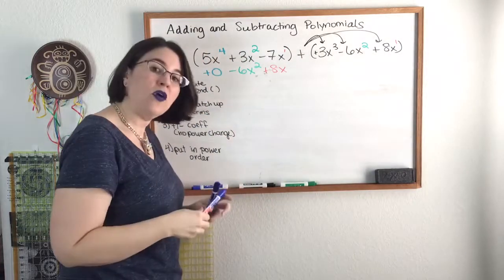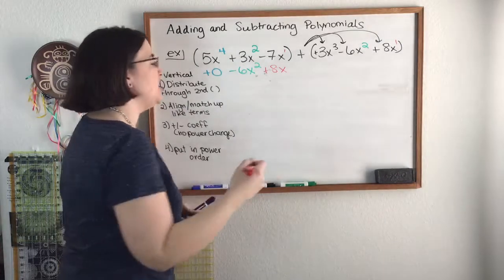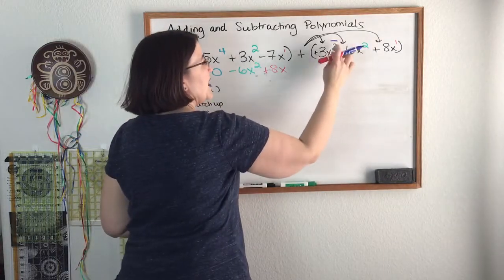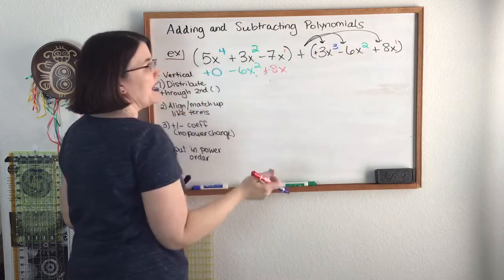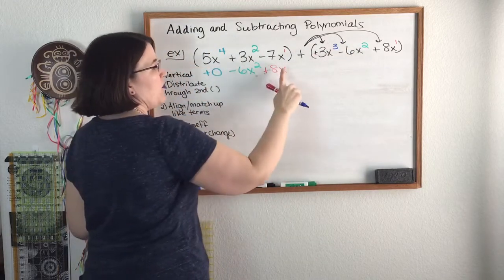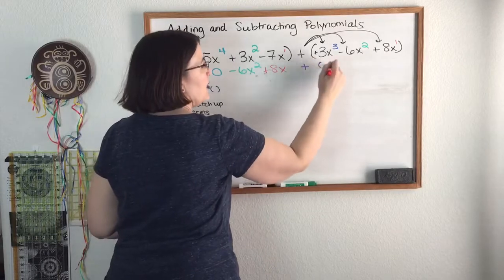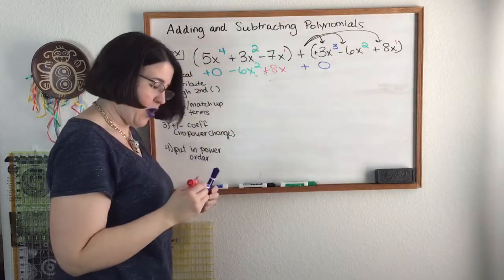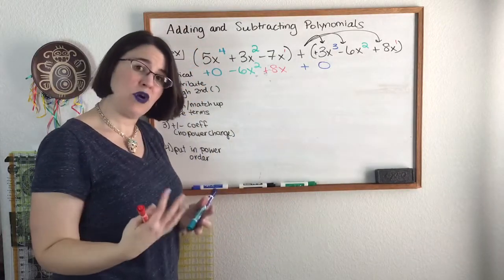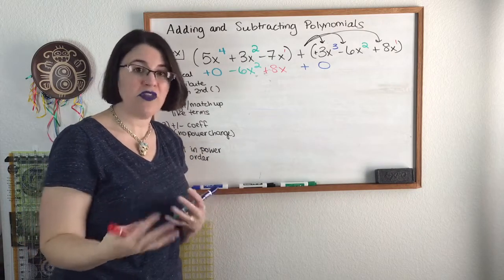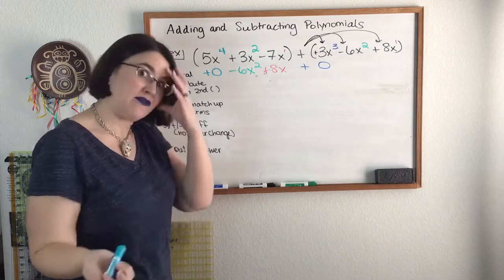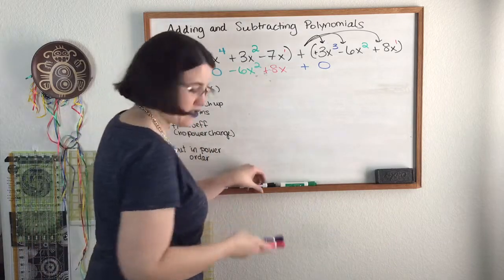Now, you might notice that I have one that I haven't touched yet, and that's this 3x to the third, because even though it's part of the second polynomial, it didn't have anyone to line up with in the first polynomial, so I still have to bring it along. So the idea is, if it doesn't have someone to combine with, it's still allowed to come along and be part of the answer, and you have to remember it and keep it as part of your answer.